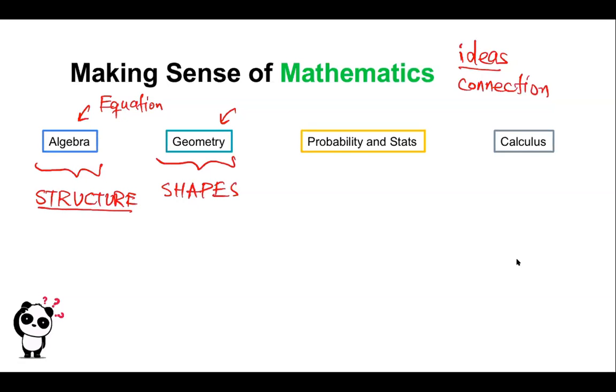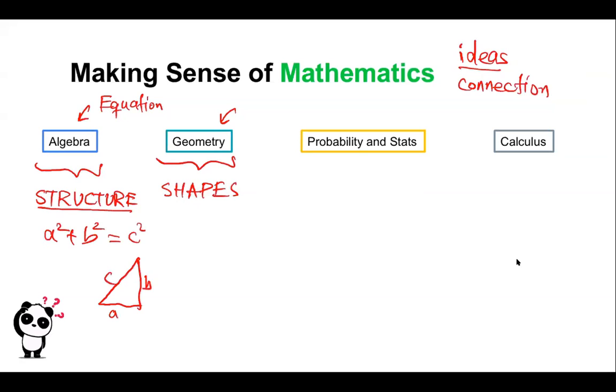So when we say structure, for example, there are very important equations which you all know: a squared plus b squared equals c squared. By the way, you all know this is the Pythagoras theorem. So this is a, this is b and this is c.